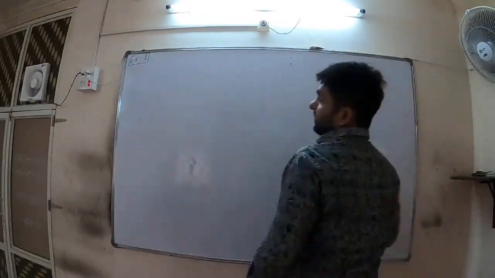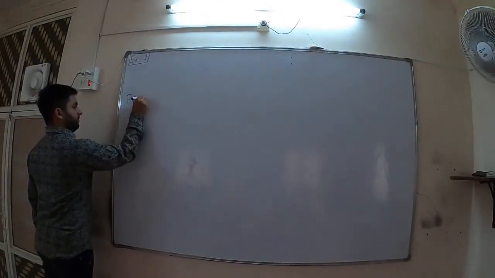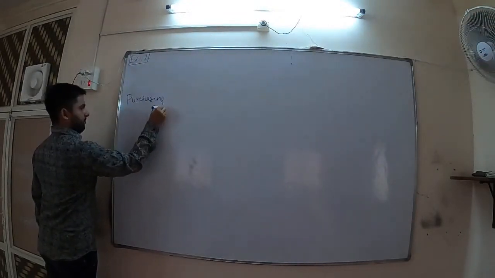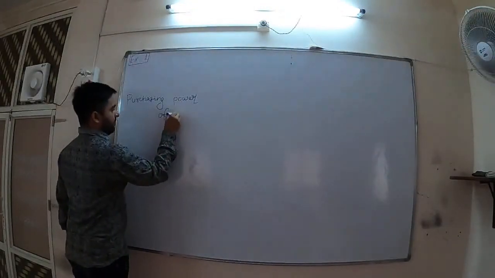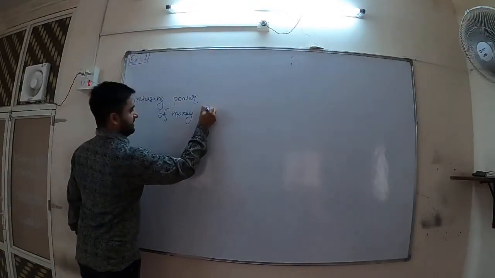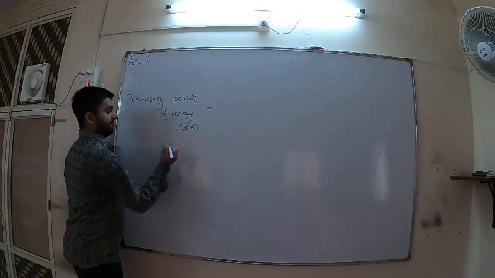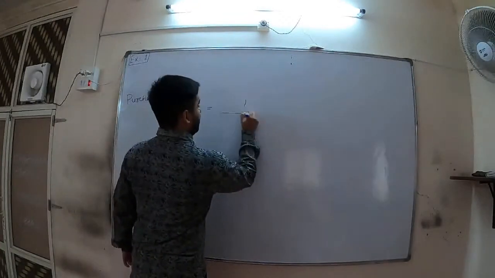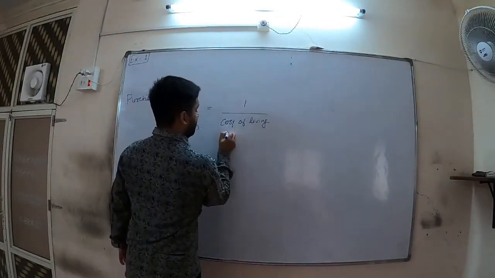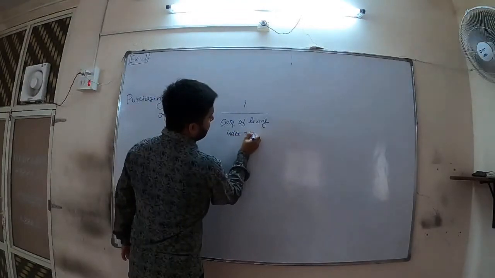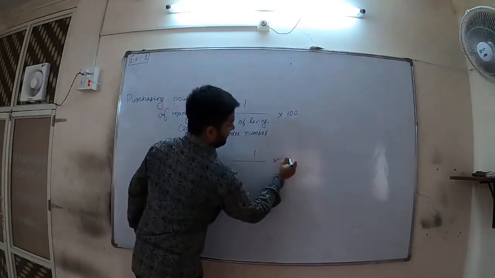Okay, the sum is also continued. Purchasing power of money is equal to, and for which year do we want? 2015, is equal to 1 divided by cost of living index number, multiply 1 is 100.